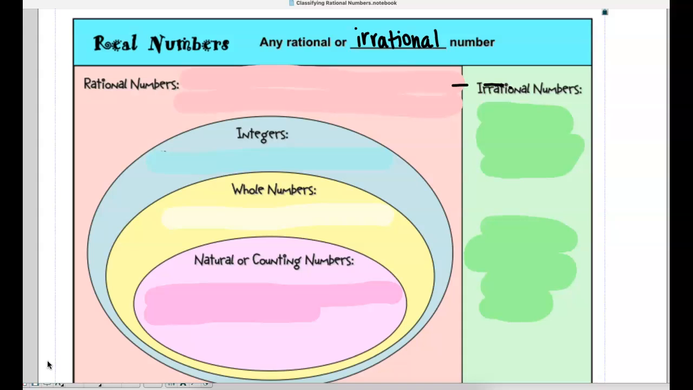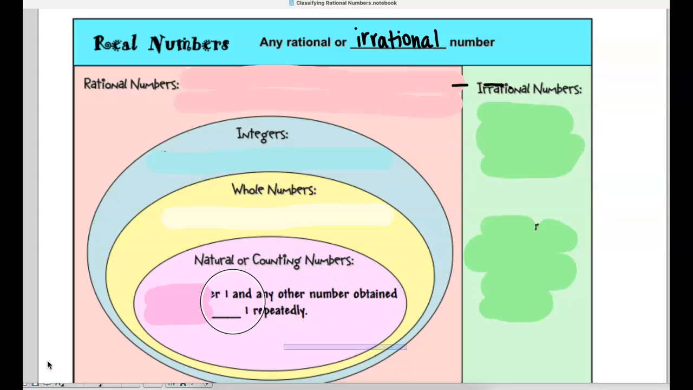If they're irrational, they're over here by themselves. They can't be anything else. Okay? If they're rational, there's all of these under rational that they could possibly be. Okay, so we're going to start down here at the bottom. A natural or a counting number. Okay, a natural or a counting number, the definition is the number 1 and any other number obtained by adding 1 repeatedly.